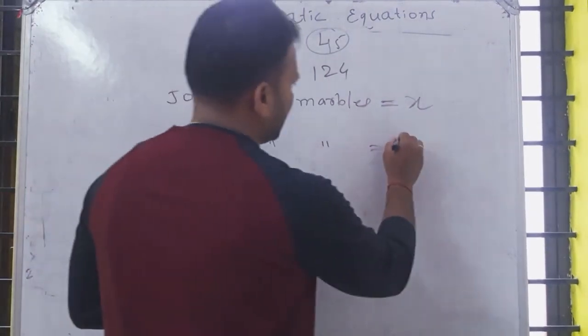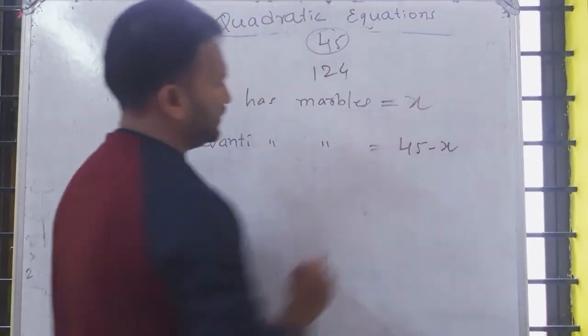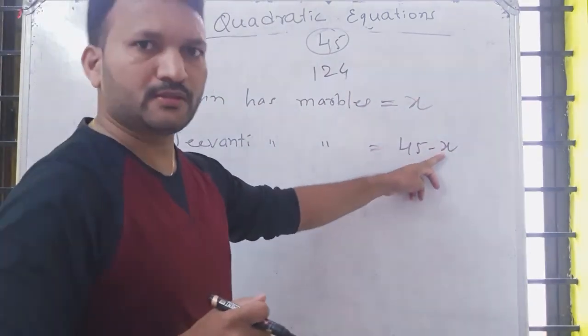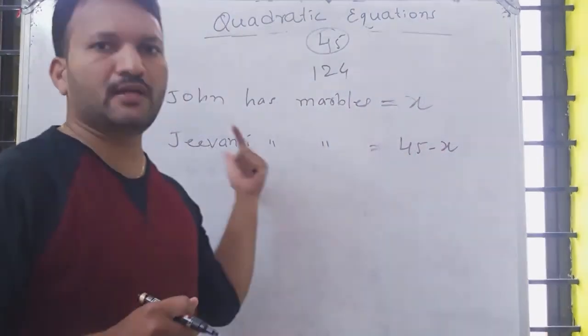And Jivanti has how many? 45 minus X, whatever number John has has to be subtracted, and the remaining marbles are with Jivanti.